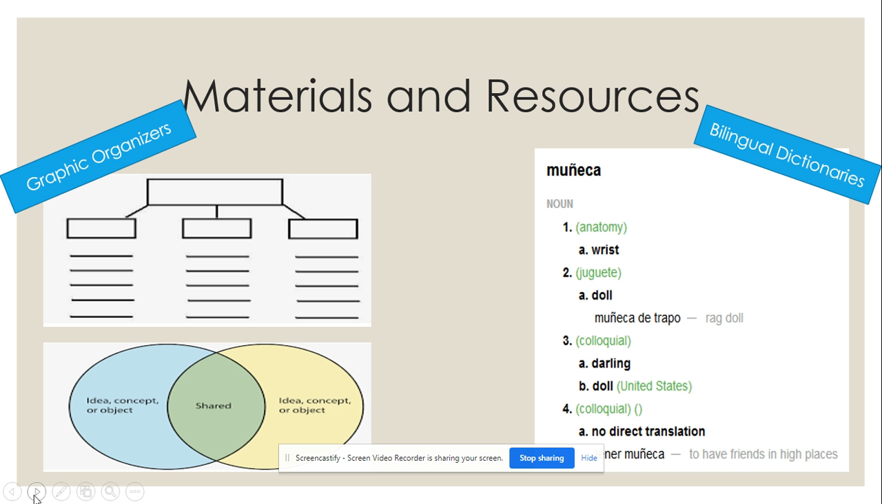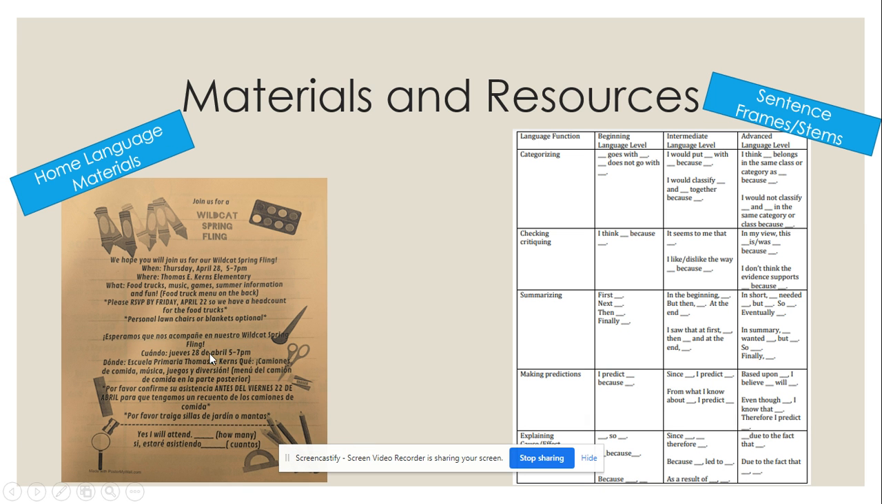So here are some examples of different materials and resources for scaffolds. It's good to provide students with graphic organizers, such as categorizing or comparing and contrasting. You want to give them a bilingual dictionary. It's good to send home resources like flyers or newsletters, not just in English, but also in their home language for the parents. And this promotes community as well.